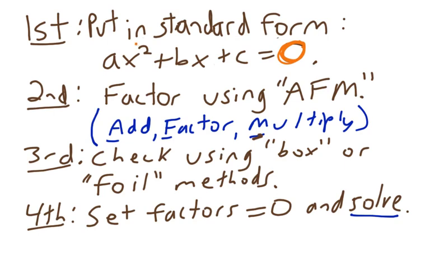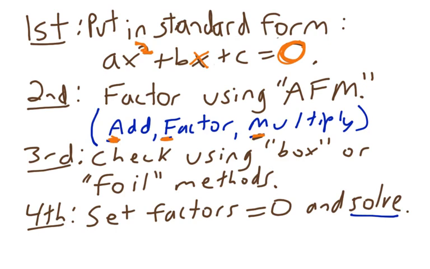And the first term has to be that x squared term. So really, if you can just remember those 2 things, you'll be in standard form. And the middle term has to be the x term. All right. So our second step is we need to factor using the acronym AFM. A stands for add, F stands for factor, and M stands for multiply.